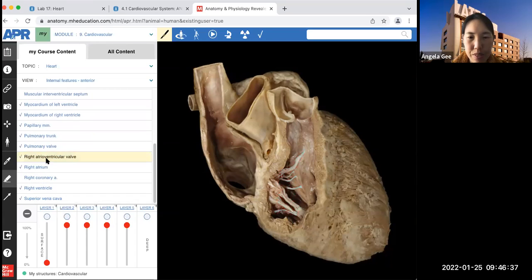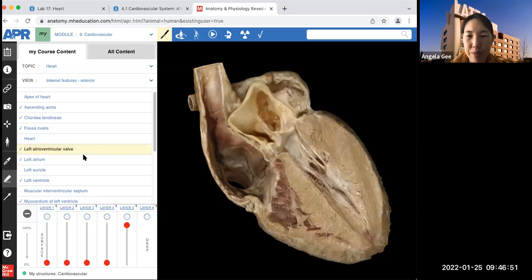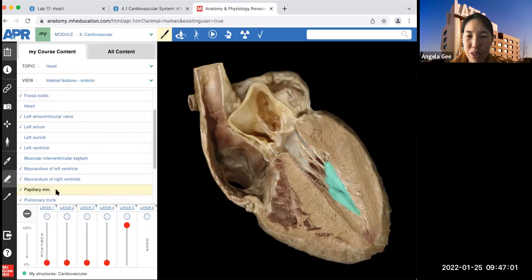Right here is the right atrioventricular valve. That's the cusp. On the right side, there are going to be 3 cusps, so they'll get pulled shut. On the left side, here's the left AV valve, or the connective tissue cusps, and on the left side there are going to be 2. Again, notice the papillary muscle contracts and pulls on the cords, then the cords pull the cusps closed, therefore closing the valve, and therefore blood cannot go backwards.